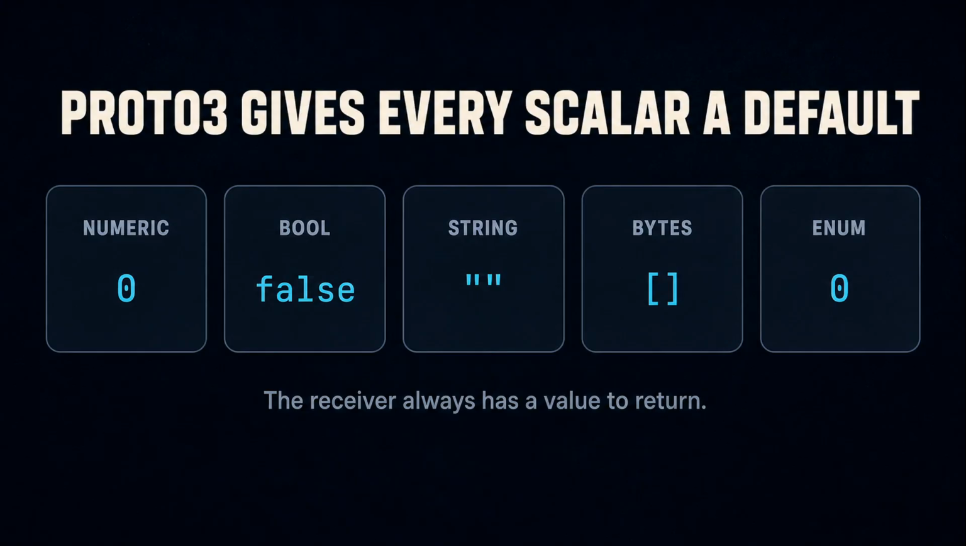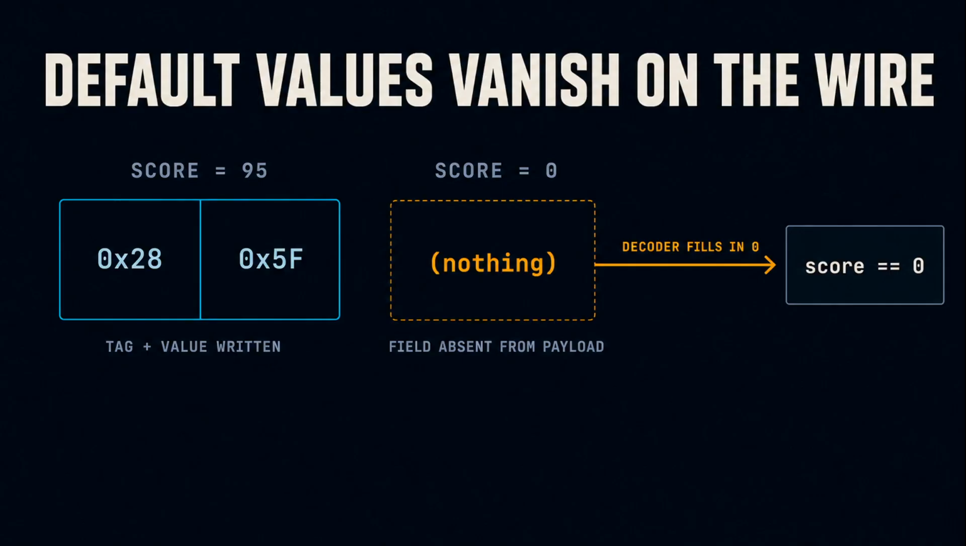Proto 3 makes the same promise about every scalar field. Numeric fields default to 0, Booleans default to false, strings default to empty, bytes default to an empty sequence, enums default to whatever value sits at 0, which we said in Chapter 5 must be unspecified. And that value is not an error placeholder. It is the official value the generated API returns. And different language bindings all have to agree on the same defaults. It is part of the schema contract, not a library convenience.